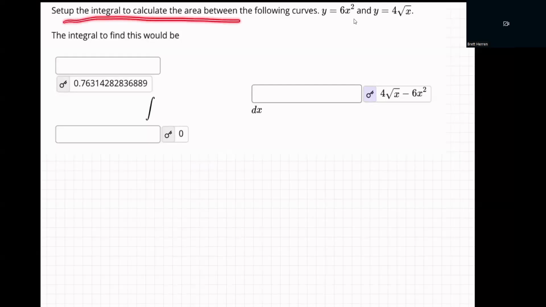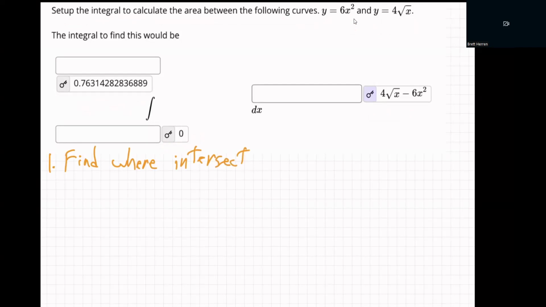Set up the integral to calculate the area between the following curves, y equals 6x squared and y equals 4 root x. So how do we do that? We have the answers here, but how did they come up with that? Well, step number one is find where they intersect.